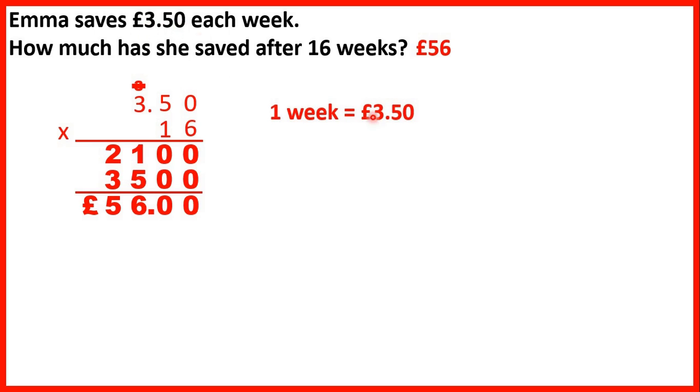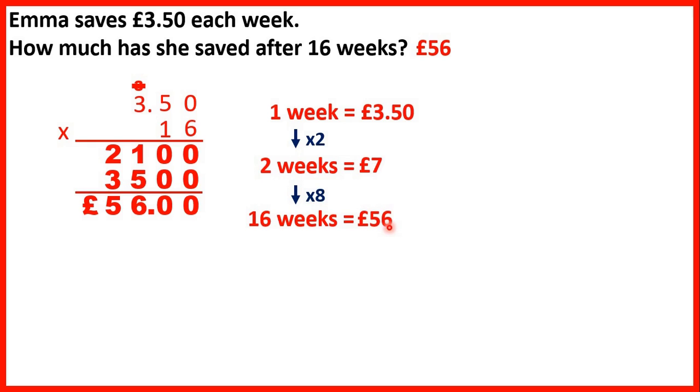She saves £3.50 each week. So after 2 weeks, she will have saved £7 because that's £3.50 times 2. And then we need to find the total for 16 weeks. 2 times 8 is 16 and 7 times 8 is 56. So we get the same answer just by counting up, and I find this easier than using the column method, but either method will work.